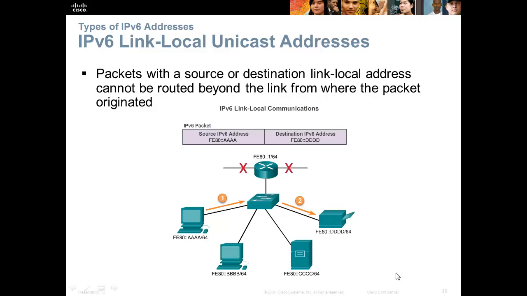So if I take a look at this picture down here, computer 1 over here on the left could only communicate using the link local address with any of these 3 computers down here or the router. He could not use that link local address to communicate outside of this router to any other network.